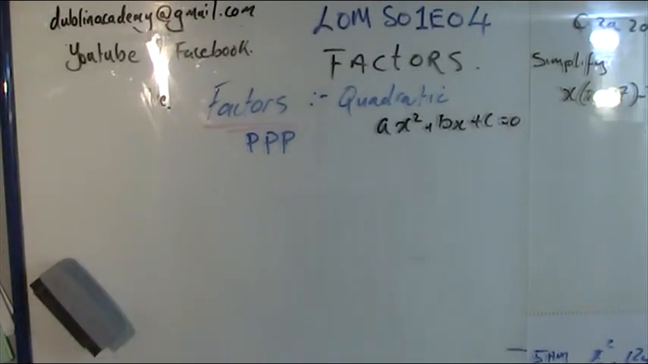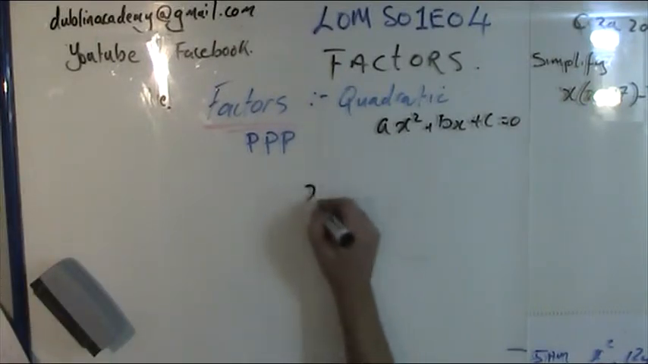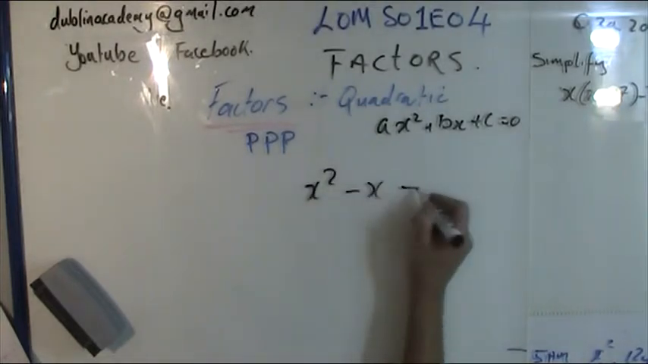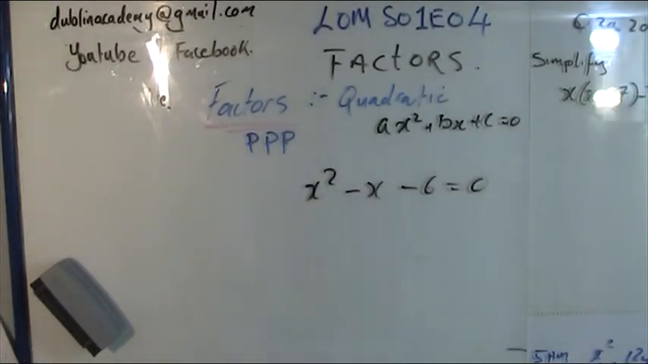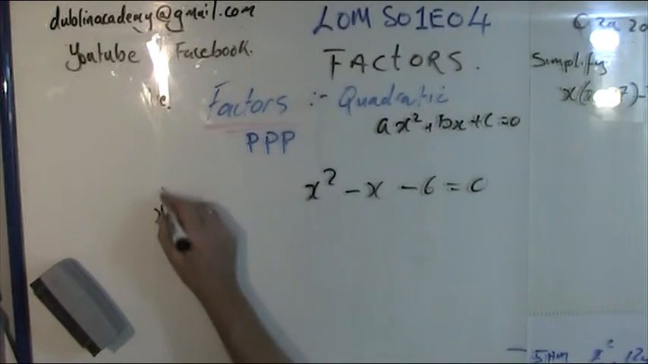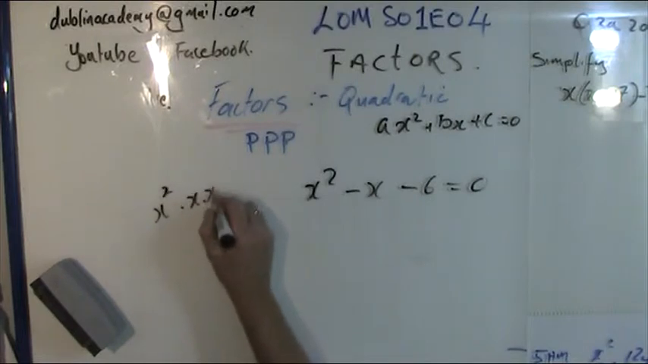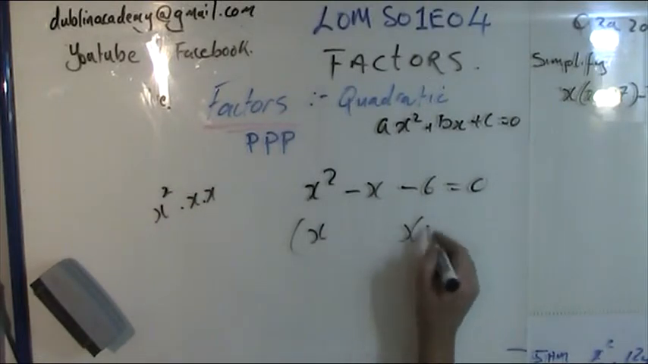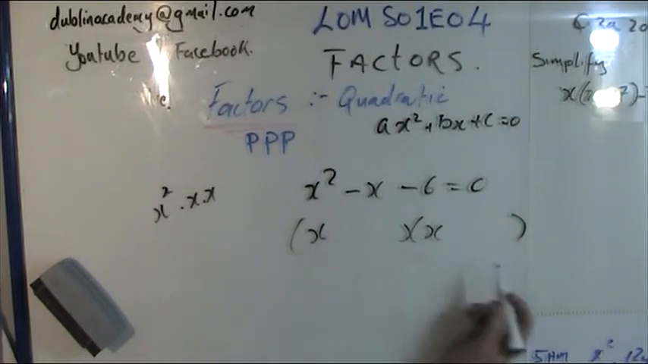So let's have a look at this question here. Let's write a question here. It says, solve this: x squared minus x minus 6 is equal to 0. Now, how do I solve this? Well, I have to factorize this. The only factors of x squared are x by x. So I put them in the brackets. x by x is x squared.